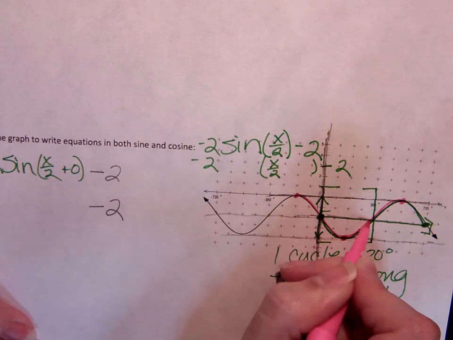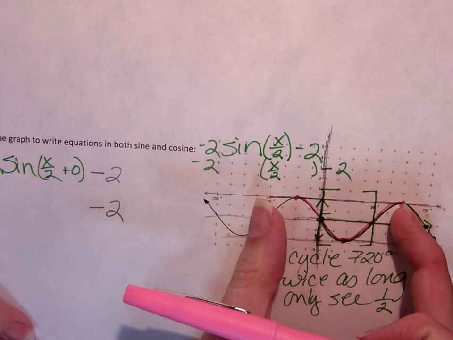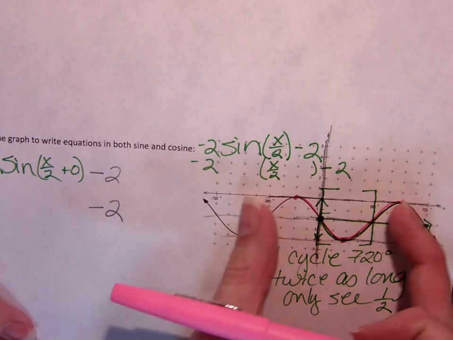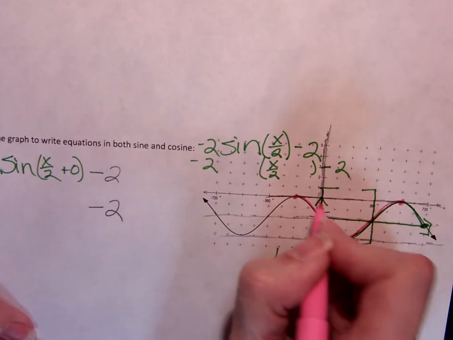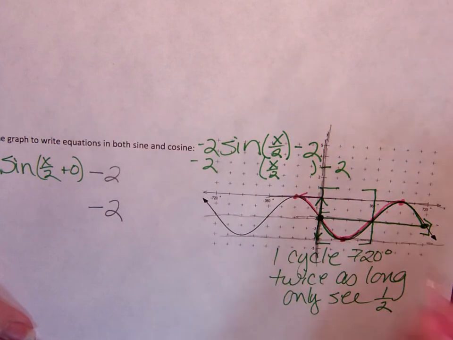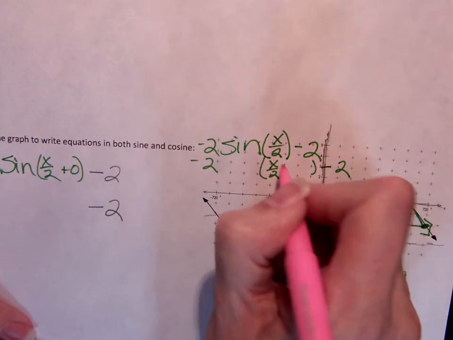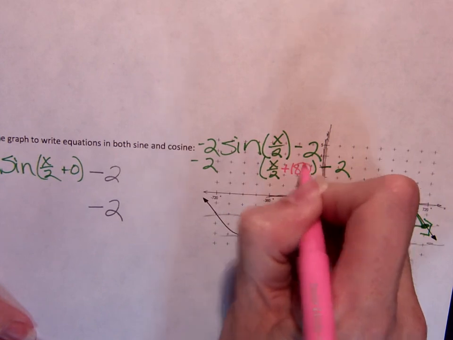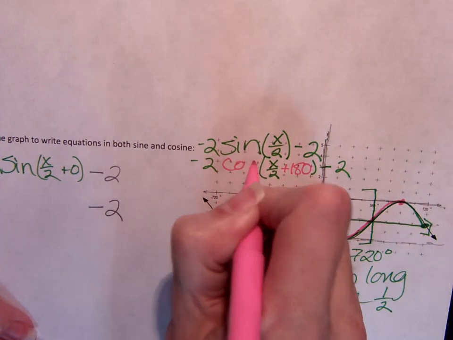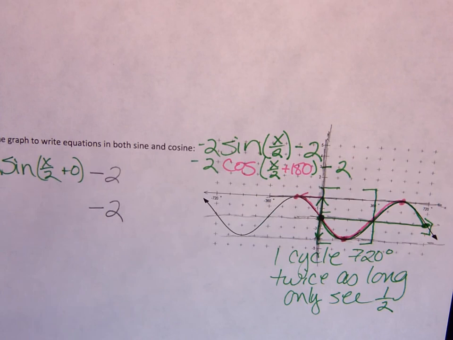Okay. Still takes the same 720 degrees. It's just been shifted back to the left. How far? Well, that's 180 degrees, which means plus 180 on the inside. That's the only thing that's different when we're writing cosine.